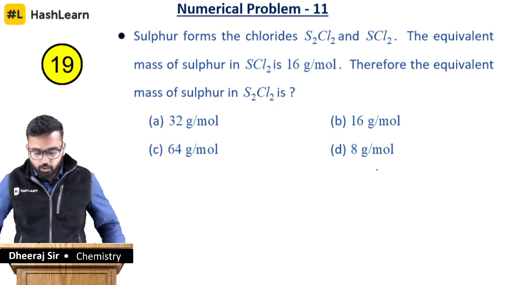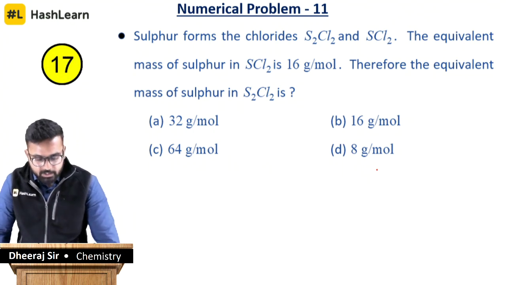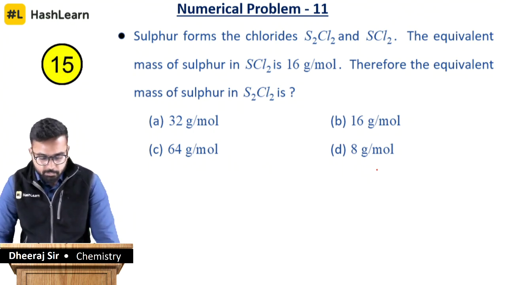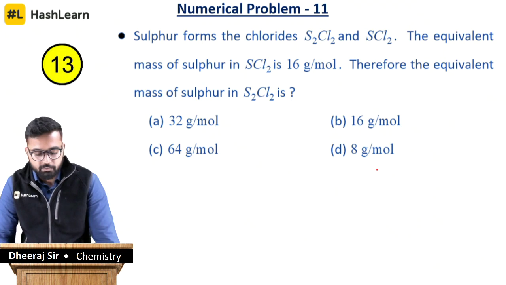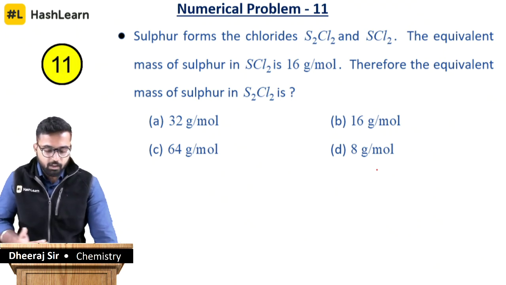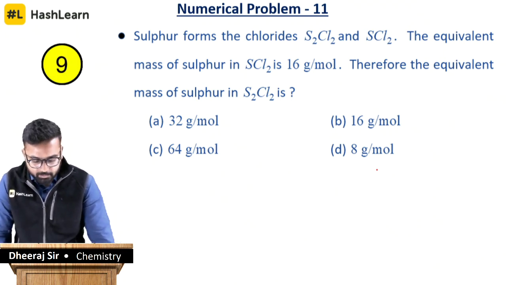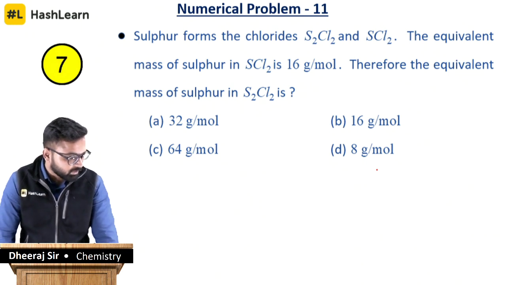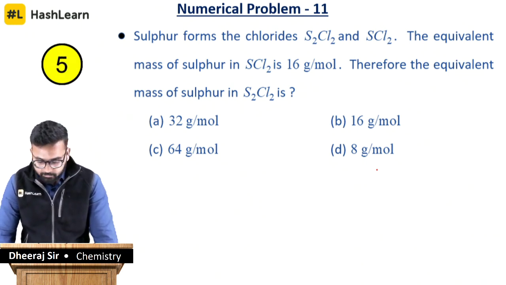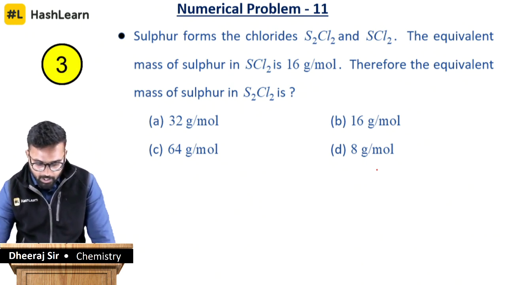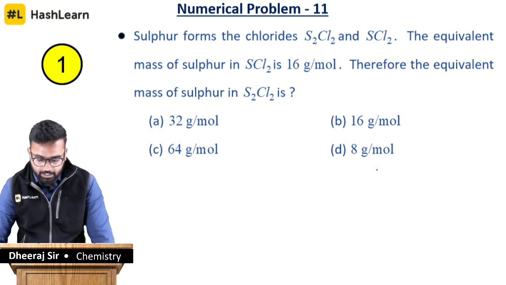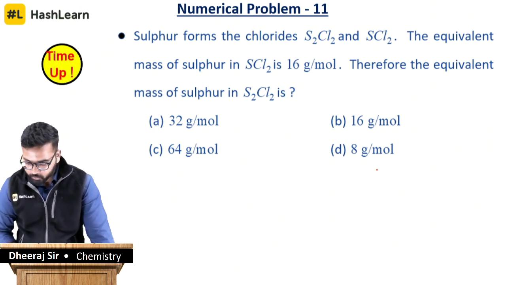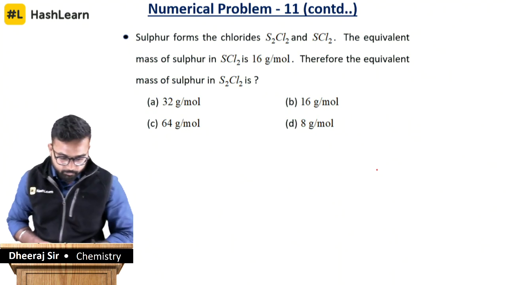So I just included a stoichiometry question in 16th group elements. This is possible and this makes it even more interesting. If there is a little calculation to be done, it removes the dryness in the topic. So go for it. I'm asking you to calculate quickly the equivalent weight of sulfur in S2Cl2.